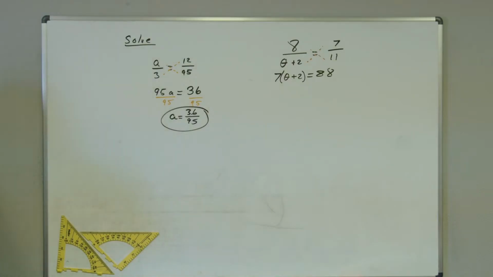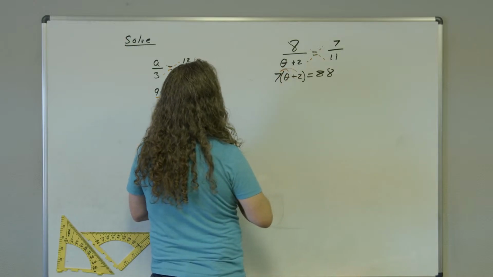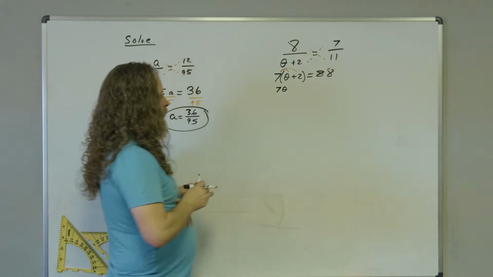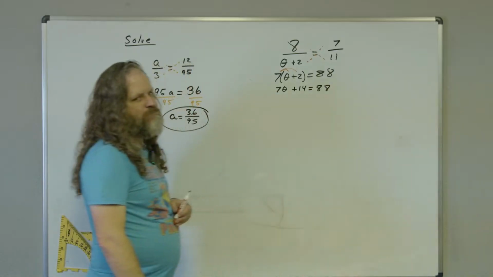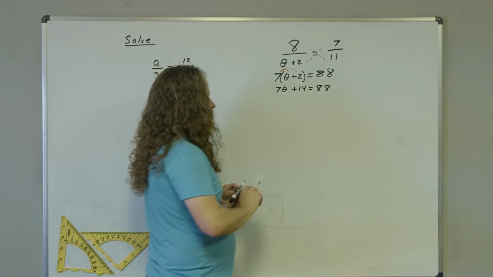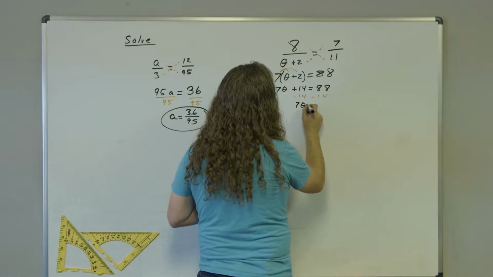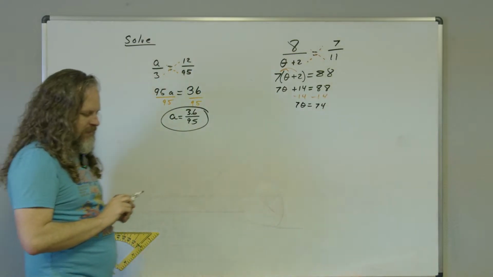So what do we do now? We should distribute. I agree. What's 7 times theta? 7 theta. What's 7 times 2? 14. Now what? Minus 14. You said minus. Now what? Divide the 7 off.